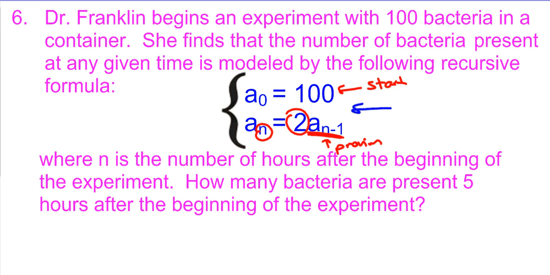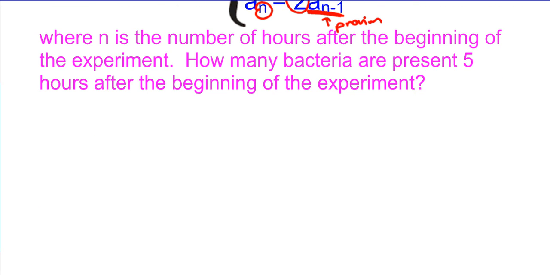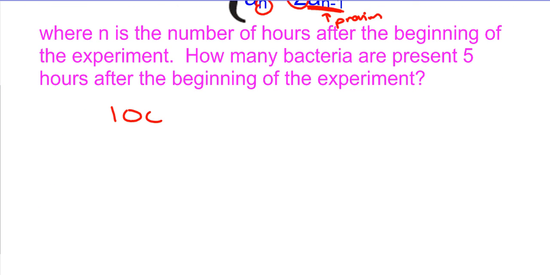So it's going to be doubling every time. N is the number of hours after the beginning of the experiment. How many bacteria are present after 5 hours? So you don't have to write them all out. We start with 100.